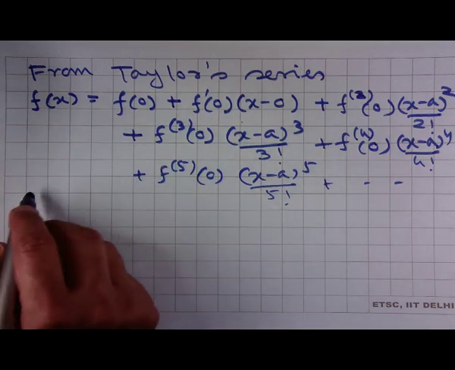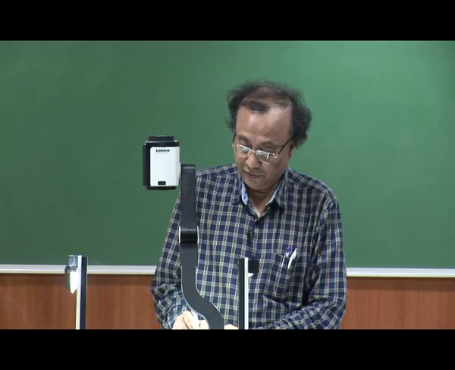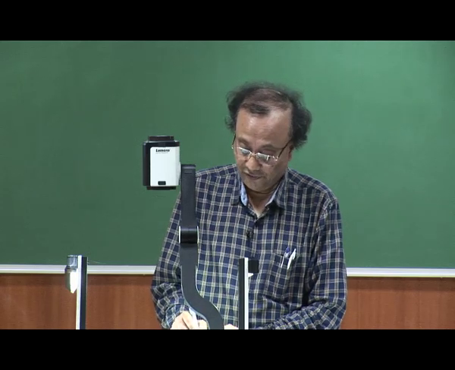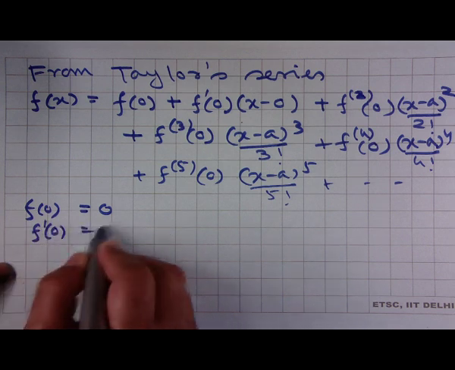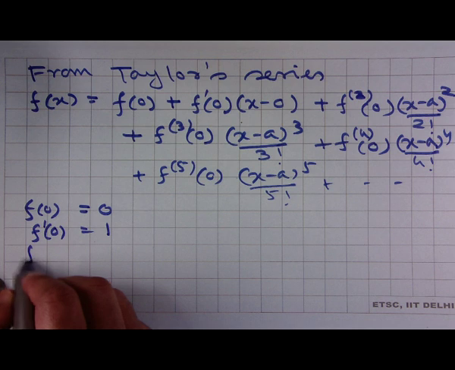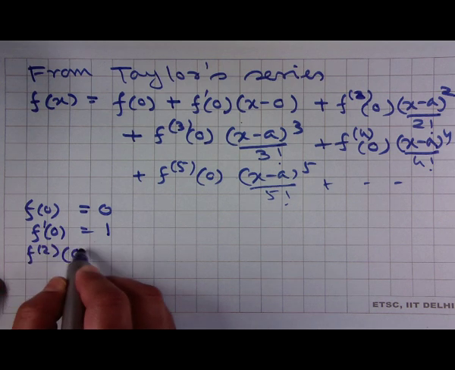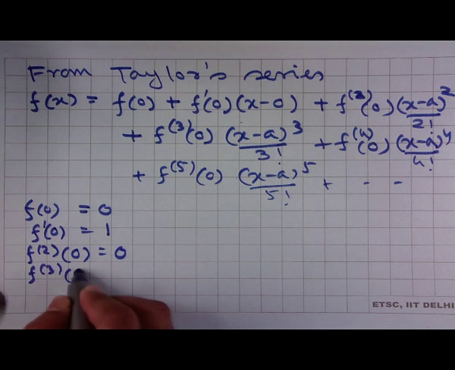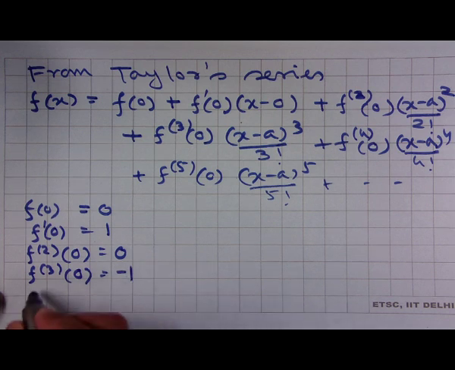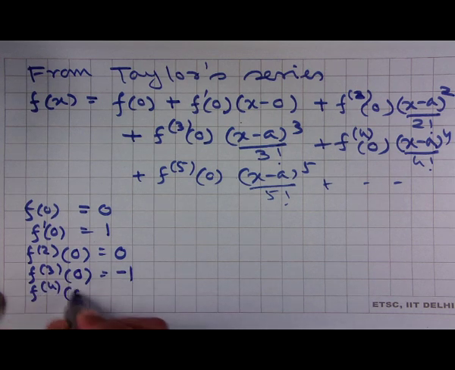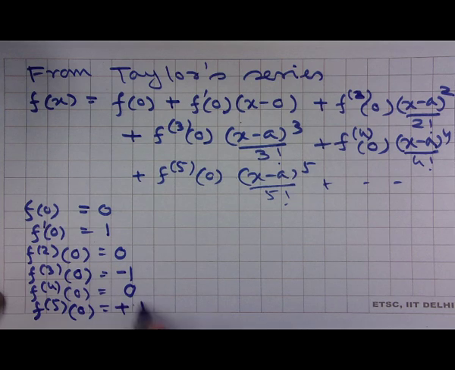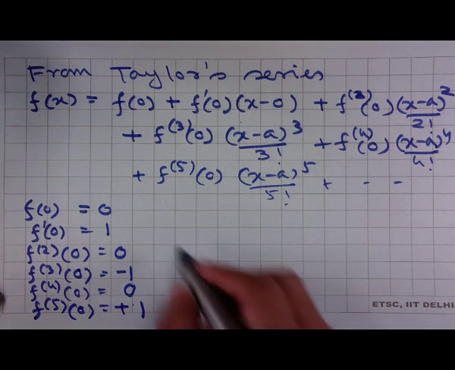Let us replace the values. f 0 is equal to 0, f first derivative at 0 is equal to 1, f second derivative at 0 is equal to 0, f third derivative at 0 is equal to minus 1, f fourth derivative at 0 is equal to 0, and f fifth derivative at 0 is equal to plus 1. This is what we have got.